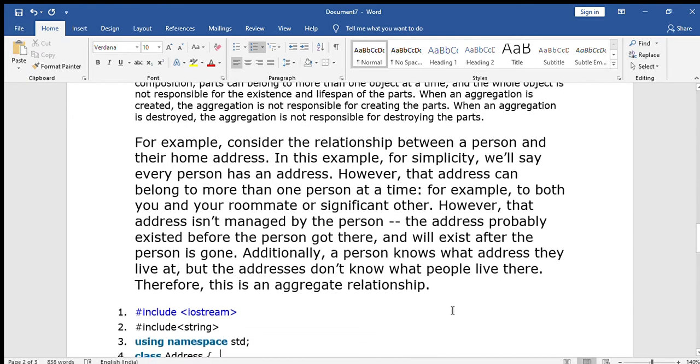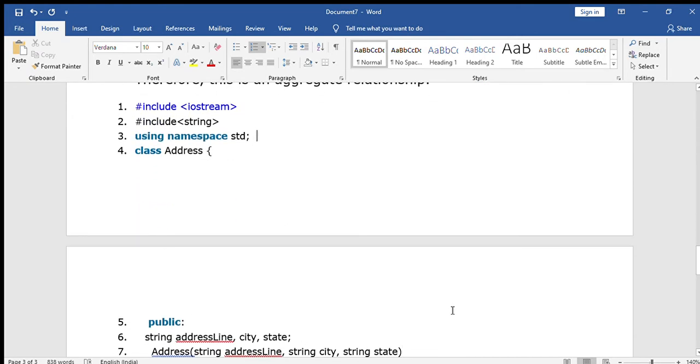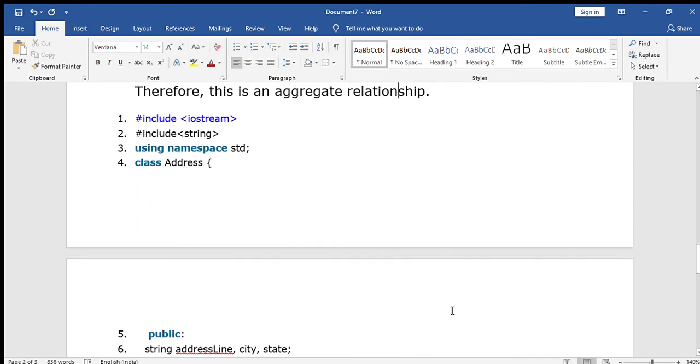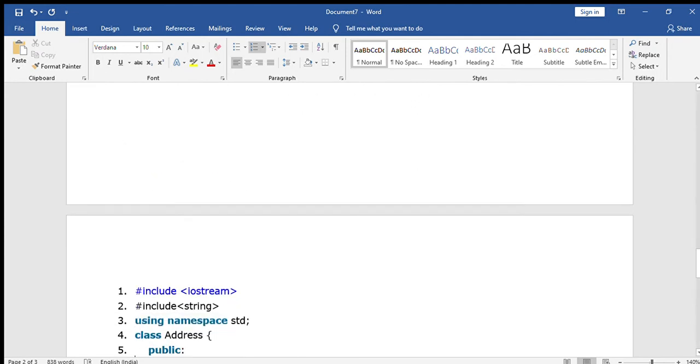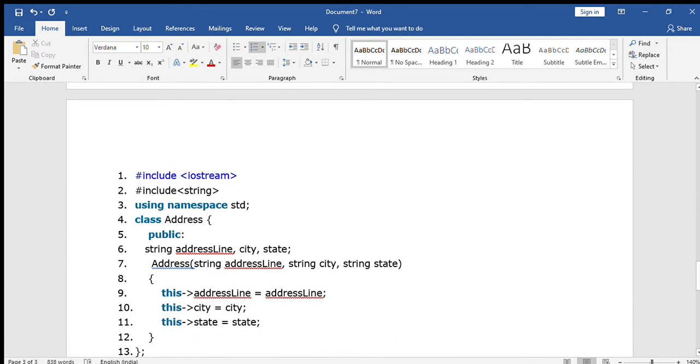Now, taking an example, here I took two classes. One is called address, another one is called employee, because an employee has an address. Okay, employee has an address. So what is this has-a relation called? We call it delegation. Here we are explaining delegation only. That is nothing but aggregation.